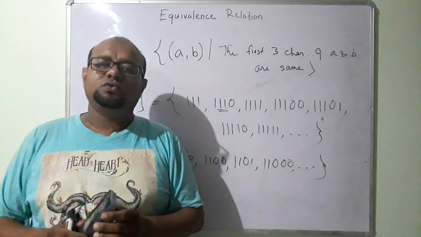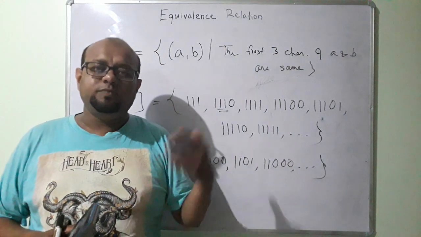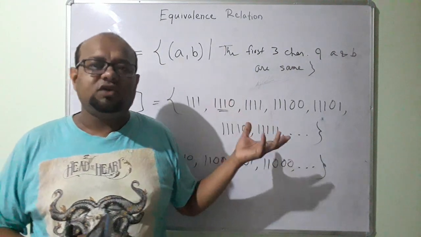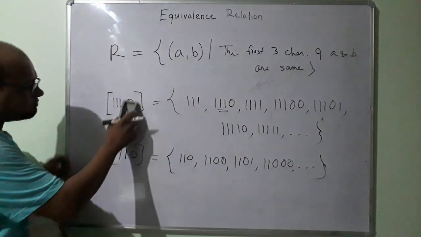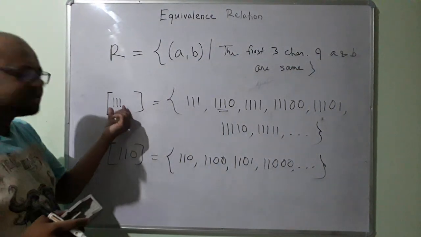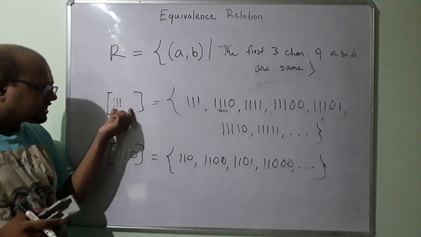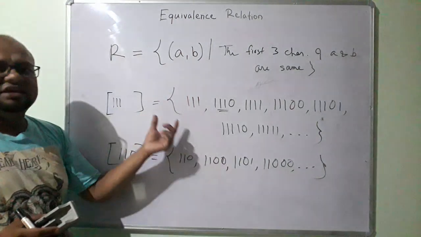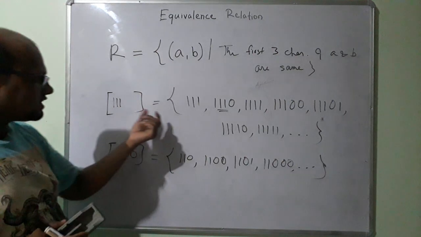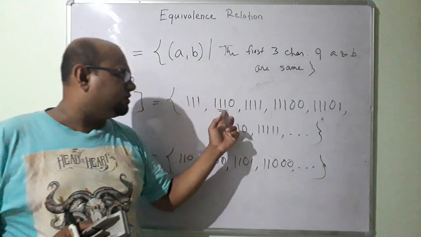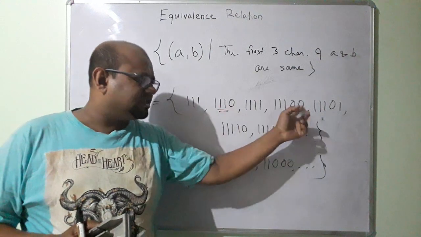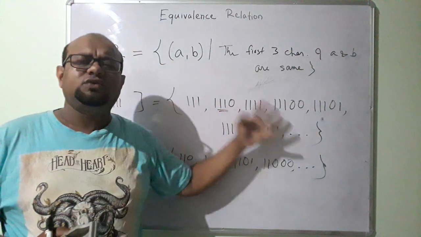So I hope you got till now how to find the equivalence class represented by some representative. This element that I used to represent this class is called the representative. I could have chosen anything from over here. So this 1, 1, 1 is equal to this, is equal to this, and so on. All of them are equal to each other.